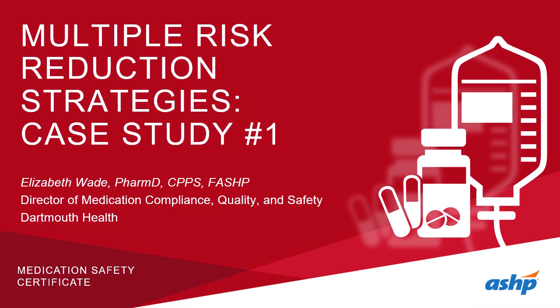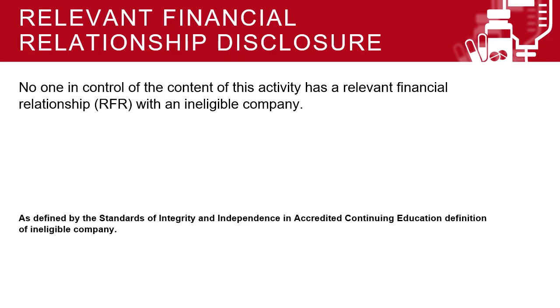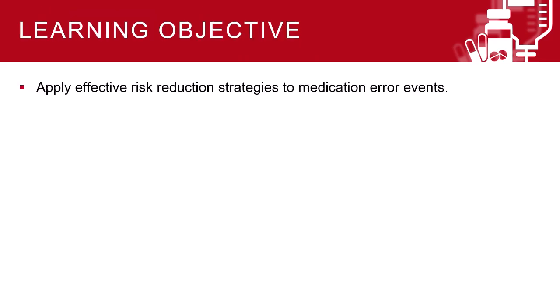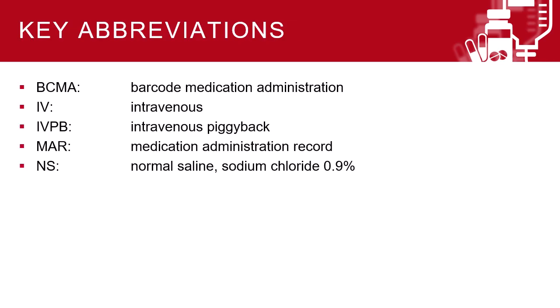The title of this presentation is Multiple Risk Reduction Strategies, Case Study Number 1. This is the relevant financial relationship disclosure for this presentation. This is the learning objective that will be addressed during this presentation. These are the key abbreviations that will be used during this presentation.